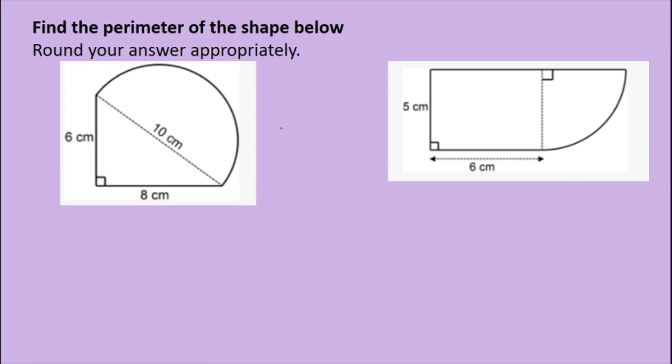Okay, final 2 questions then. For each of these shapes I want the perimeter. Be really careful to think about which lengths that you do need, which ones are missing. Don't forget about rules about radius and diameter. Pause it now. Last 2 questions, let's see what you can do.